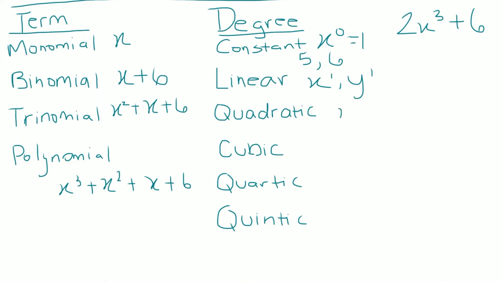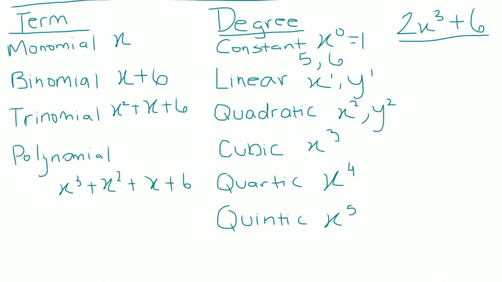Quadratic would be x to the second power, or any variable squared. That's the highest degree it goes to. Cubic would be cubed, so the highest degree would be 3. Quartic would be to the fourth power, so the highest degree would be 4. And quintic would be x to the fifth power, so that fifth power is the highest degree in the polynomial.